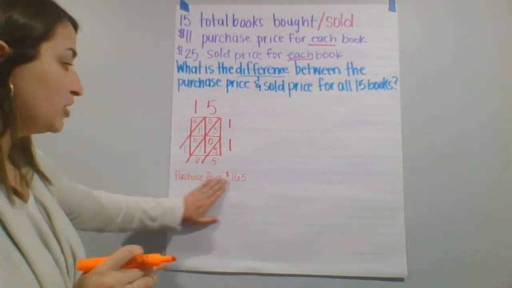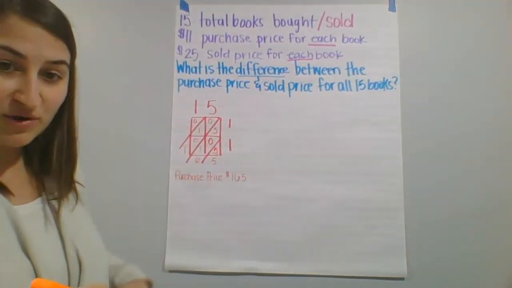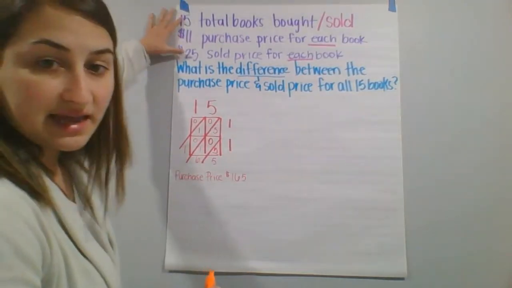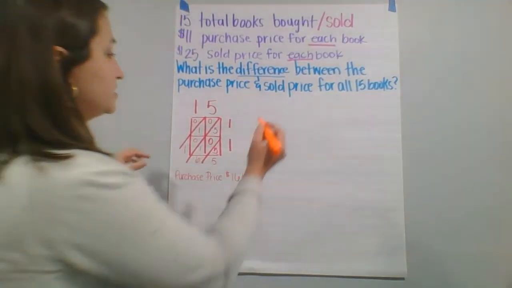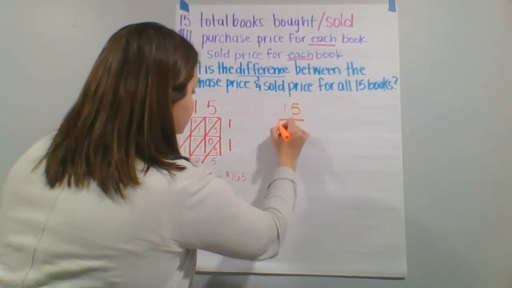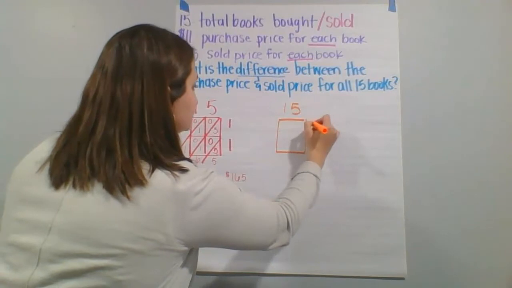Okay, so when we purchase something, it's coming out of our pocket. When we sell something, we put that money back into our pocket. So we're going to take the total books and the sold price for each book, and we're going to multiply those together now. So again, I'm going to use multiplication. And this time, I'm also going to use lattice. Oops, 25.